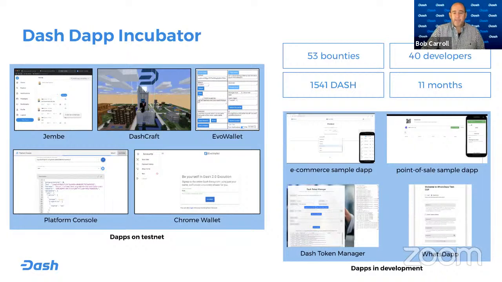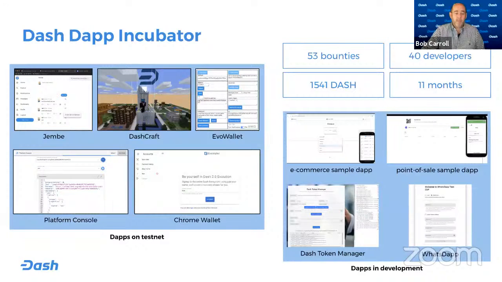So several dApps have been developed as reference apps for common scenarios such as e-commerce or point of sale. In addition, under development right now is a direct messaging dApp, conveniently called What's dApp, and a token manager dApp as well. Those are in development, and you can learn more about them in the Discord community. However, some of the more mature dApps have already migrated and are running on testnet.